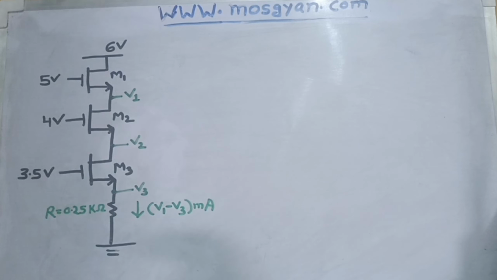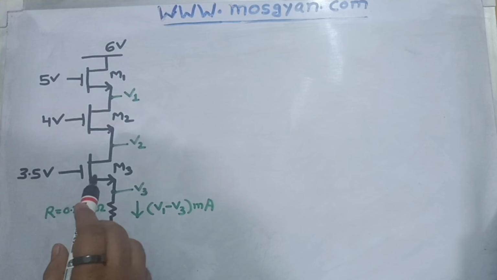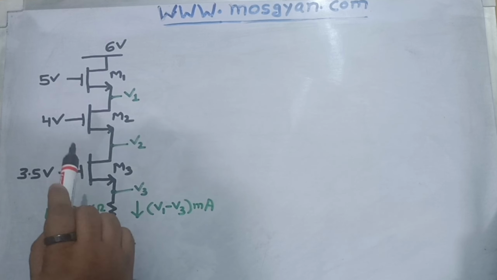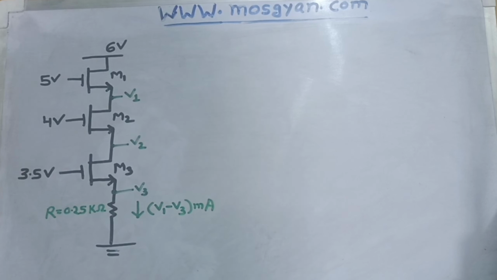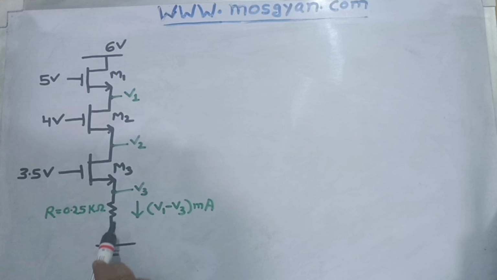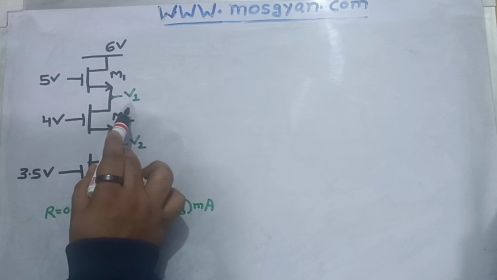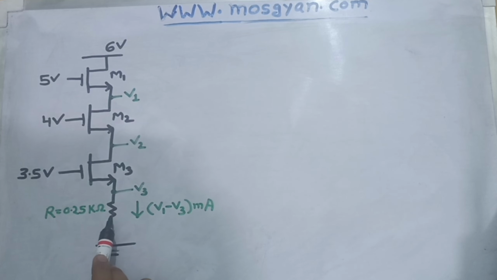So in today's video, we are taking one question which is a very simple question. Three NMOS are connected in stack, gate voltage and supply voltage is given to us. One resistor is given to us which is connected with the MOS M3 at source. The current flowing through this resistor is given in terms of the node voltages V1, V2, V3. So the current flowing through this resistor is given as V1 minus V3 milliamps, and also the value of this resistance is given to us, which is 0.25 kilo ohms.